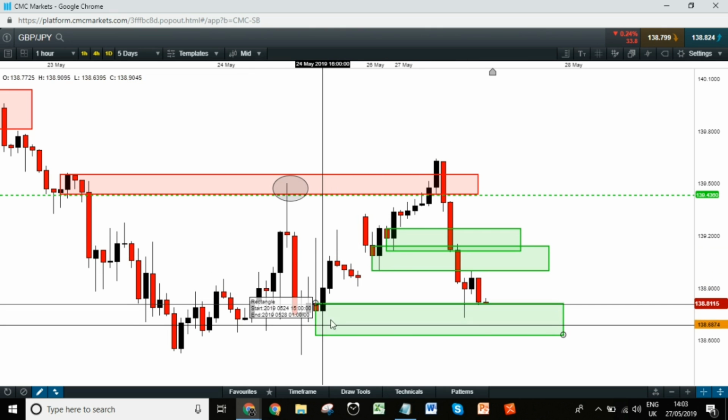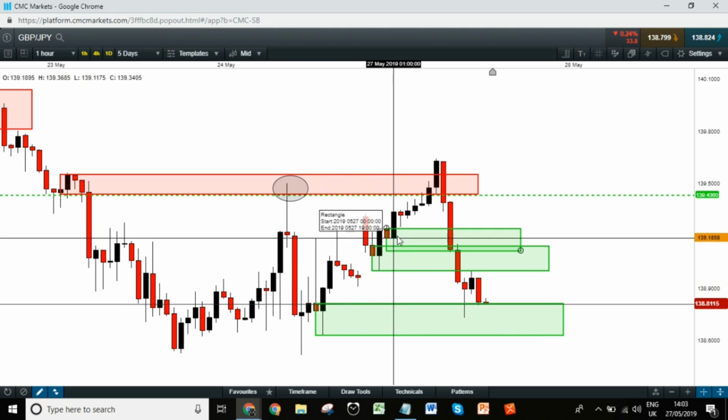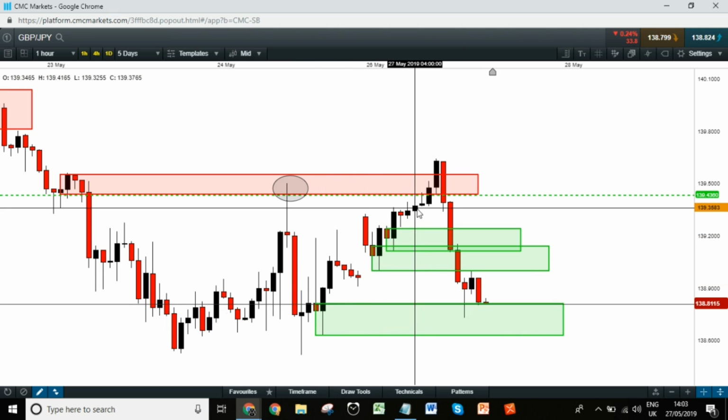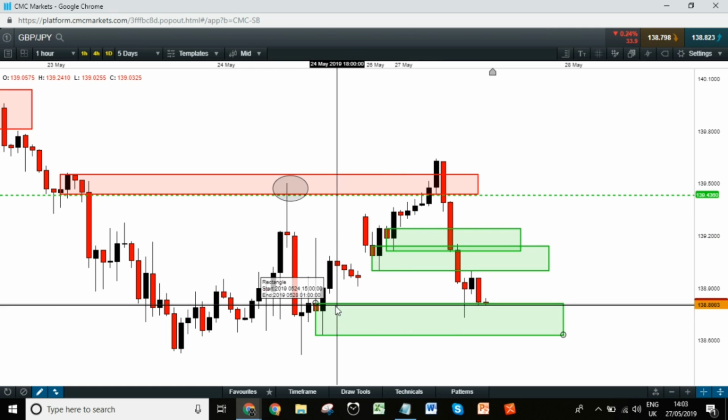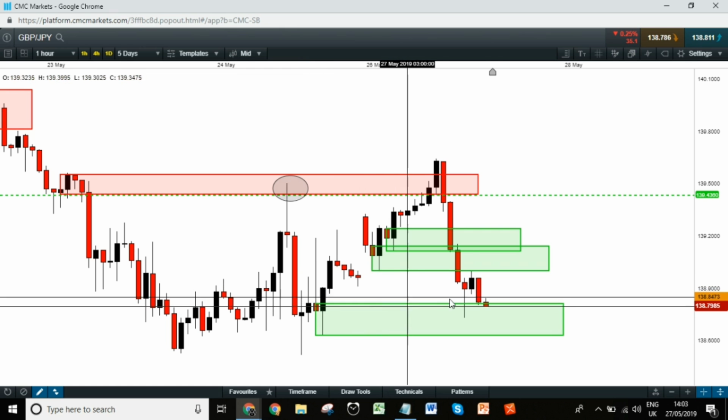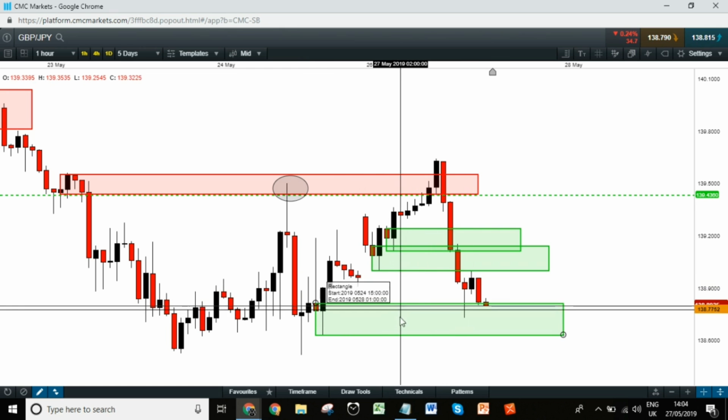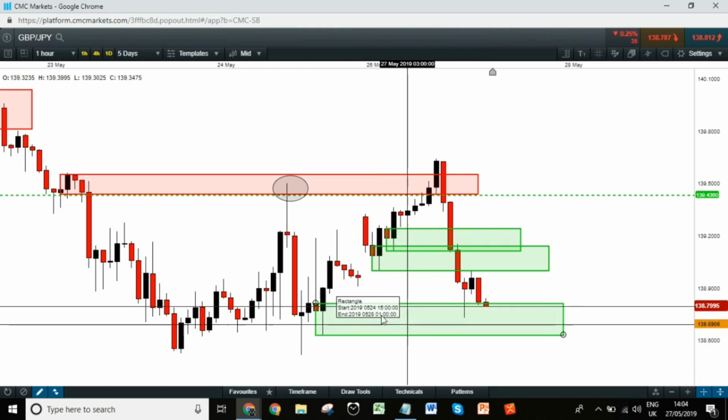But when we have so many, like 1, 2, 3 areas like this, and if there's not just one clear area, usually I like to take the origin of the move. I like to take the demand zone on the hourly time frame, which was the origin of the move. So I would potentially have this as my trigger event right here.